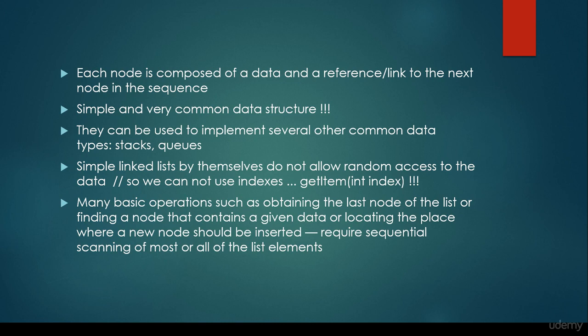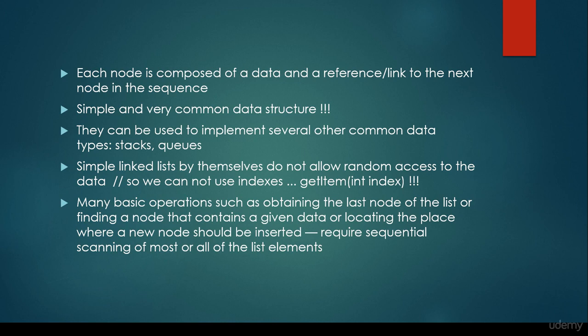We have been talking about arrays, and we have pointed out that the most important feature for the array is the random access. So we are able to get the items according to the indices. In this case, we do not have any indices at all, so we cannot use these indices. So the get item according to the index cannot be implemented.